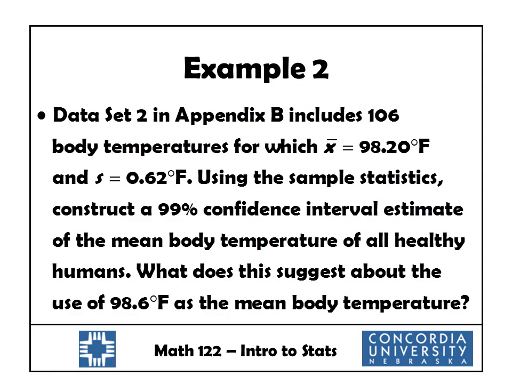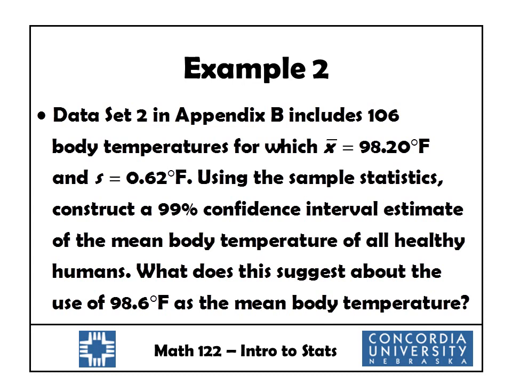Alright, let's look at another example of calculating confidence intervals. We're going to use some data that we saw back in Chapter 2. Data set 2 in Appendix B includes 106 body temperatures for which the sample mean is 98.2 degrees Fahrenheit and the sample standard deviation is 0.62 Fahrenheit. Using the sample statistics, construct a 99% confidence interval estimate of the mean body temperature of all healthy humans. What does this suggest about the use of 98.6 degrees Fahrenheit as the mean body temperature?